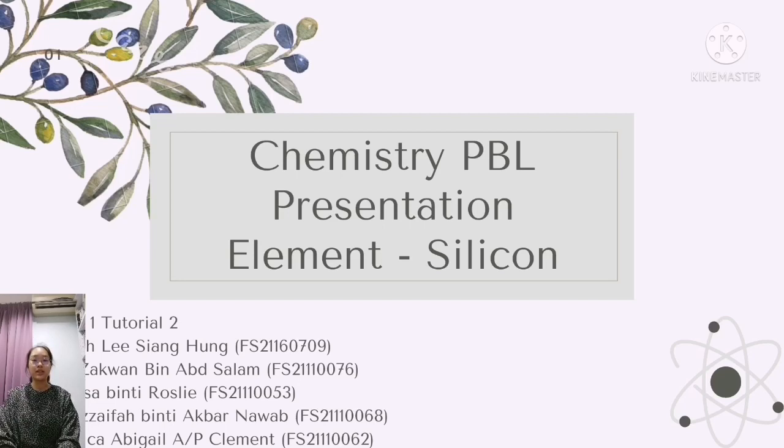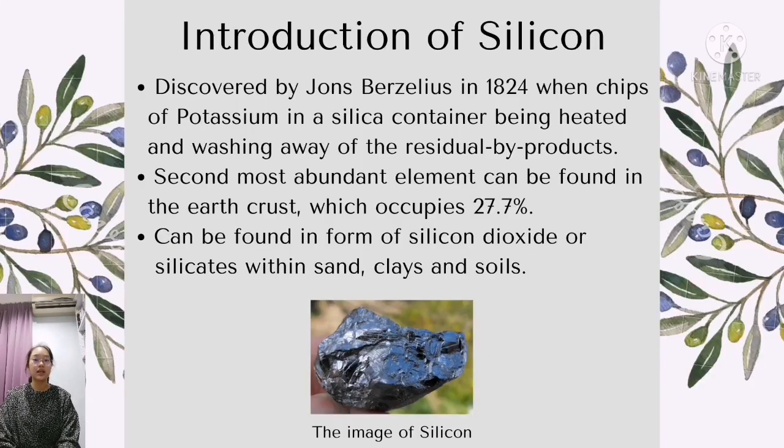Today we are going to present our chemistry PBL on the element that we have chosen, silicon. So before we discuss the properties of silicon, let me first introduce to you the background of silicon. This element was discovered by John Berzelius in 1824 when strips of potassium in a silica container were heated and the residual byproducts washed away.